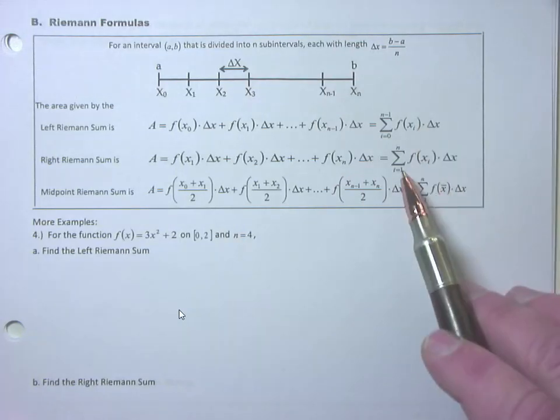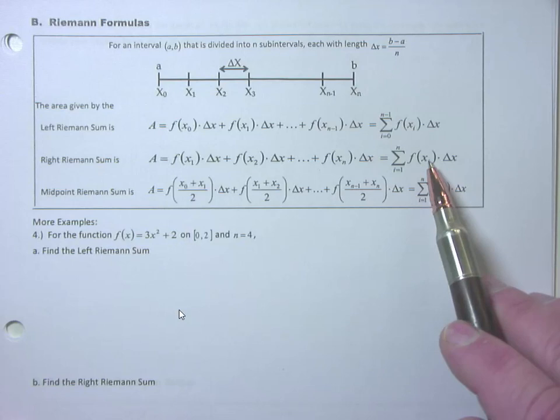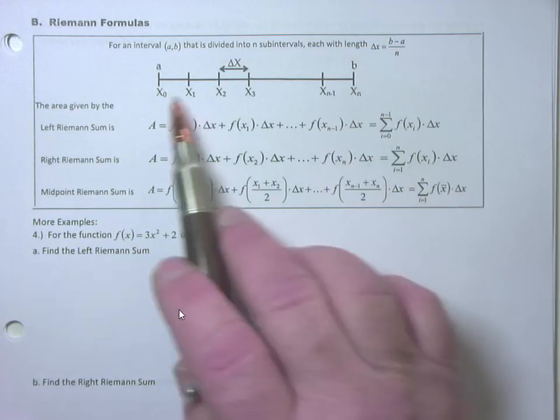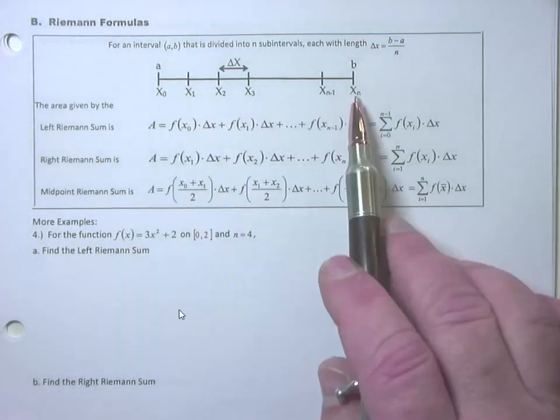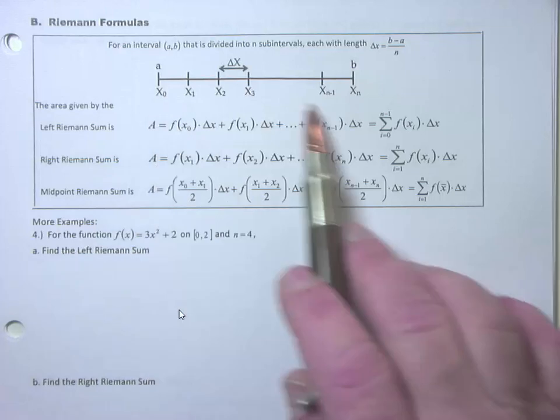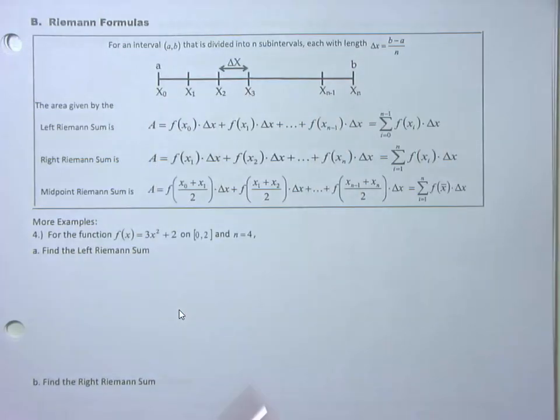It's the sum as i goes from 1 to n of f of xi times delta x, but you're using the right points each time. So you're using x1 through xn instead of x0 through xn minus 1, which we did for the left Riemann sum. And then last but not least is the midpoint, which gives you a better estimate.